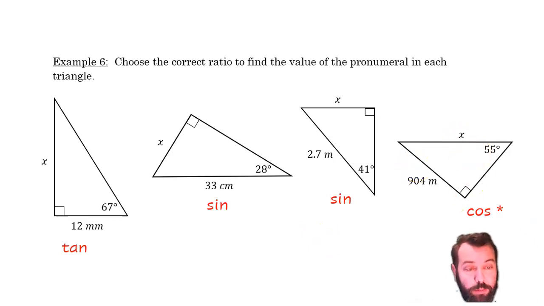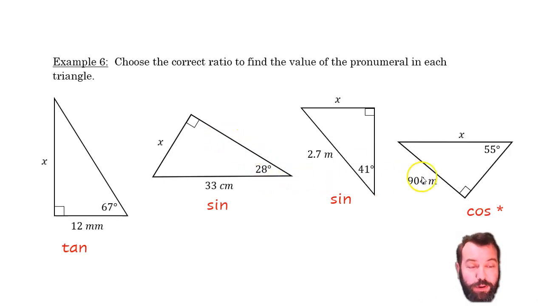I've got the opposite and the hypotenuse. Scrub that out, put sine in there. So once again it's sine, but this is a tricky case where I'm not trying to find the opposite side this time. I'm trying to find the hypotenuse. So it won't be 904 times sine 55. It'll be 904 divided by sine 55. But that's something for another day.